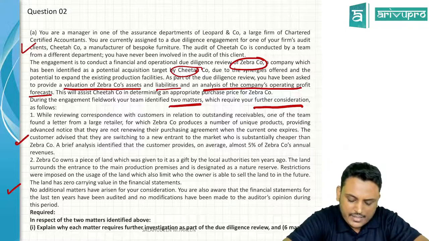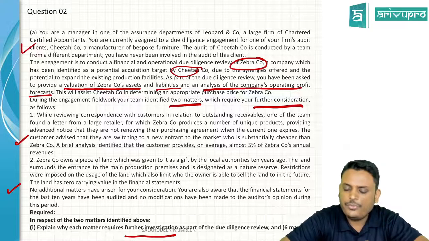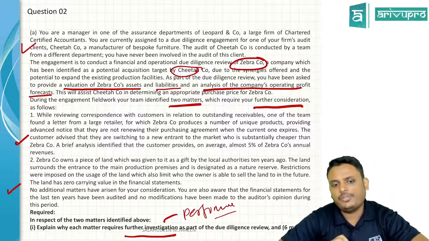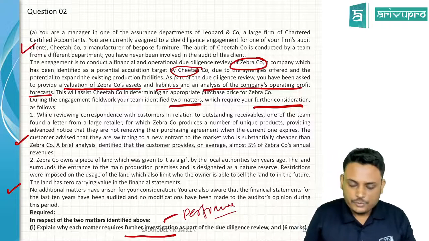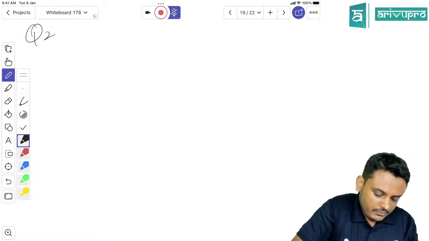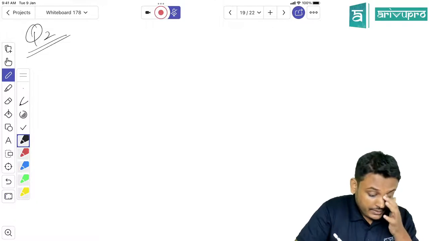No additional matters have arisen to your consideration. You are also aware that the financial statements for the last 10 years have been audited. No modifications have been made to the auditor's opinion during this period. Explain why each matter requires further investigation as part of due diligence. So this question speaks about the performance. Why do you need to focus more on these two matters, right? That is the question. So let's do that. Question number two, right? So let's take the termination.